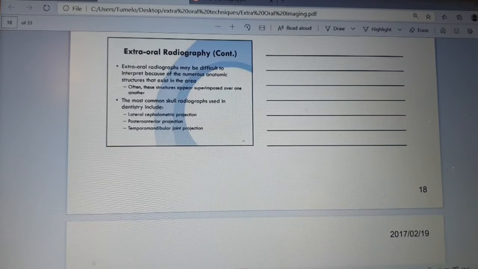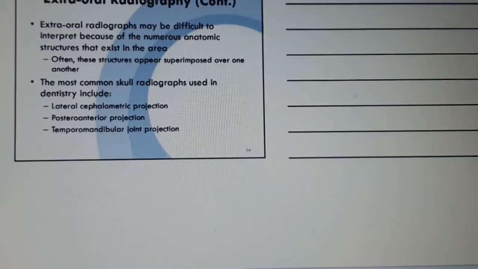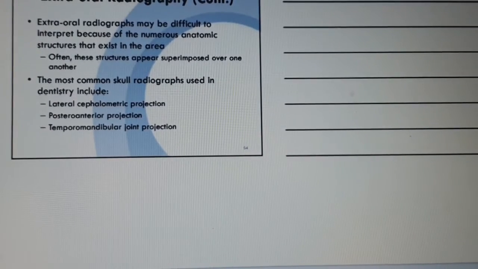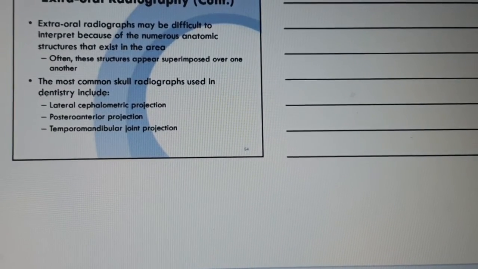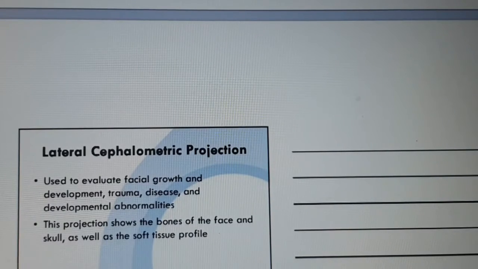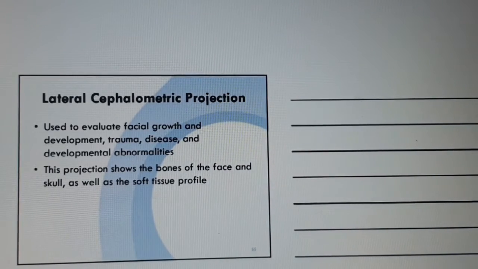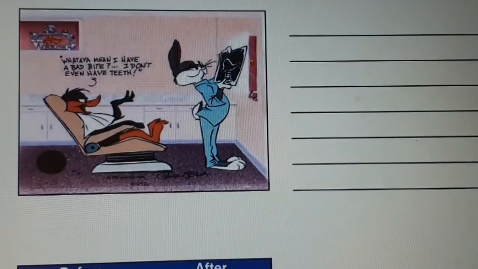The most common radiographs that we will find in this instance would be our lateral cephs. We will find our posterior anterior projections as well as our TMJ projections. These are more commonly used by oral and maxillofacial surgeons. Our lateral ceph projections are used to evaluate facial growth and development, trauma, disease, as well as developmental abnormalities. With these projections, we try to show the bones of the face and the skull, as well as the soft tissue profile of our patient.